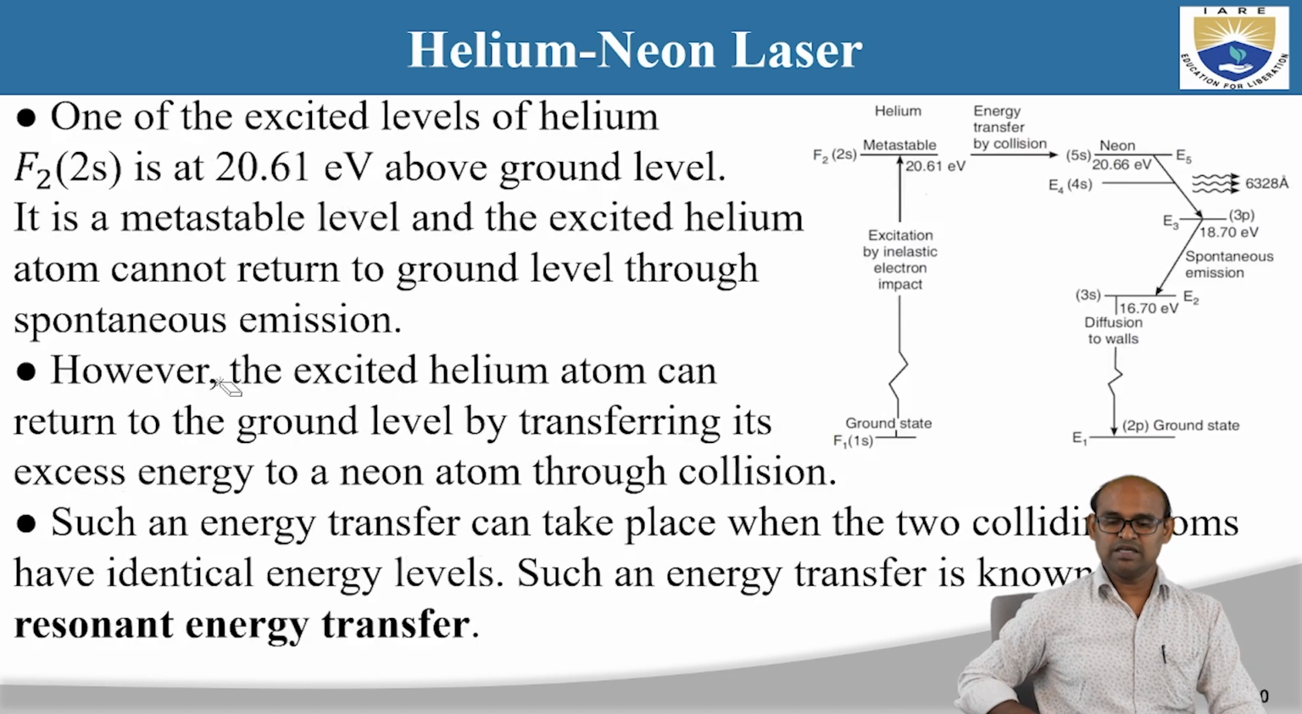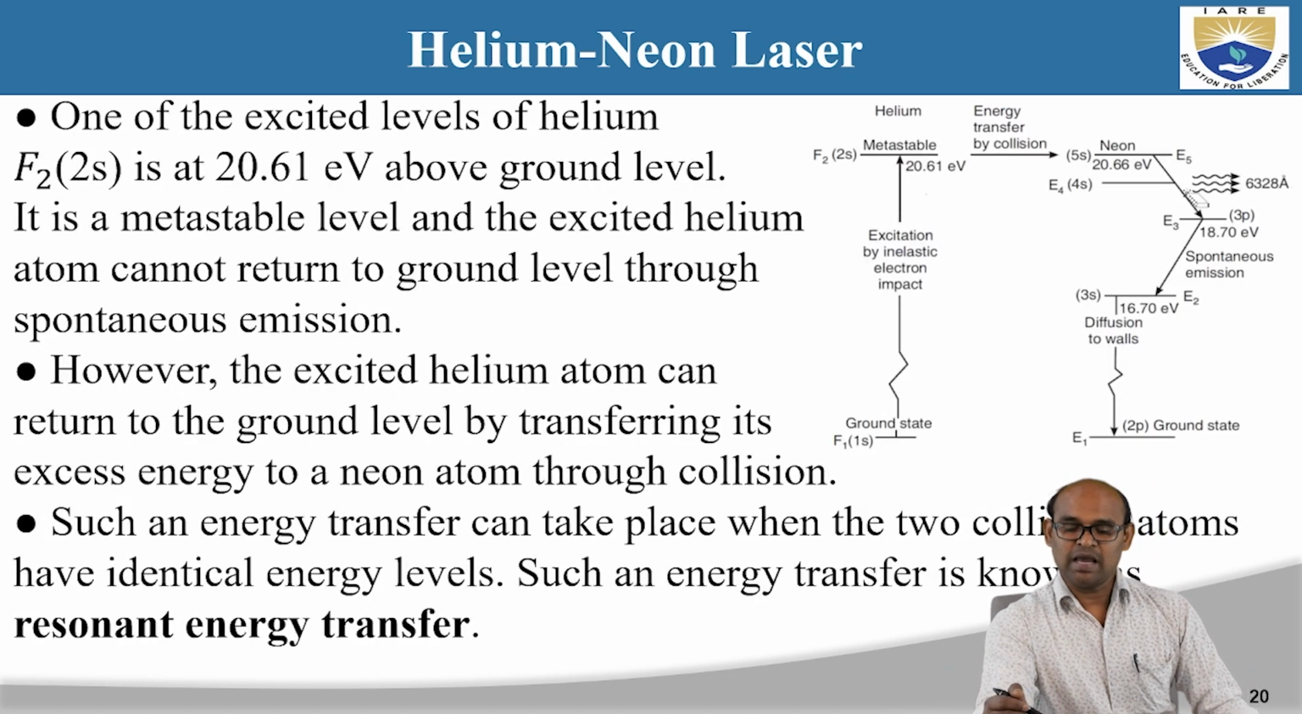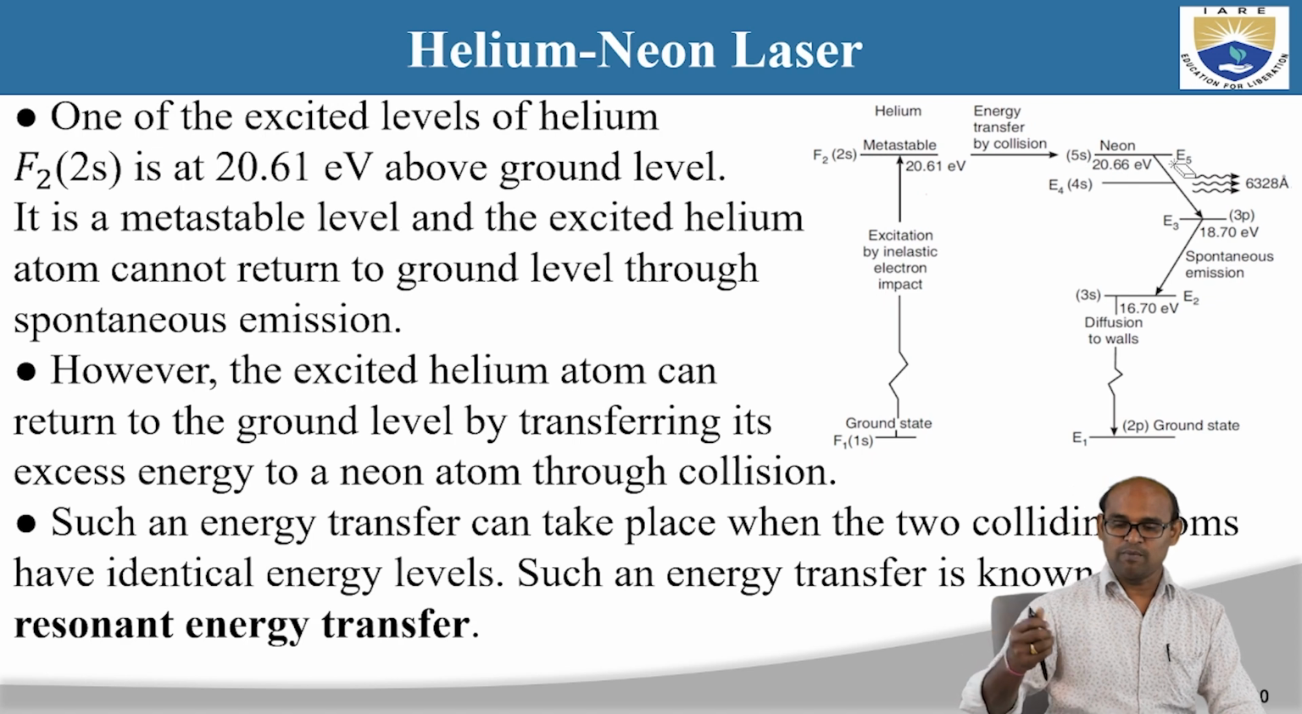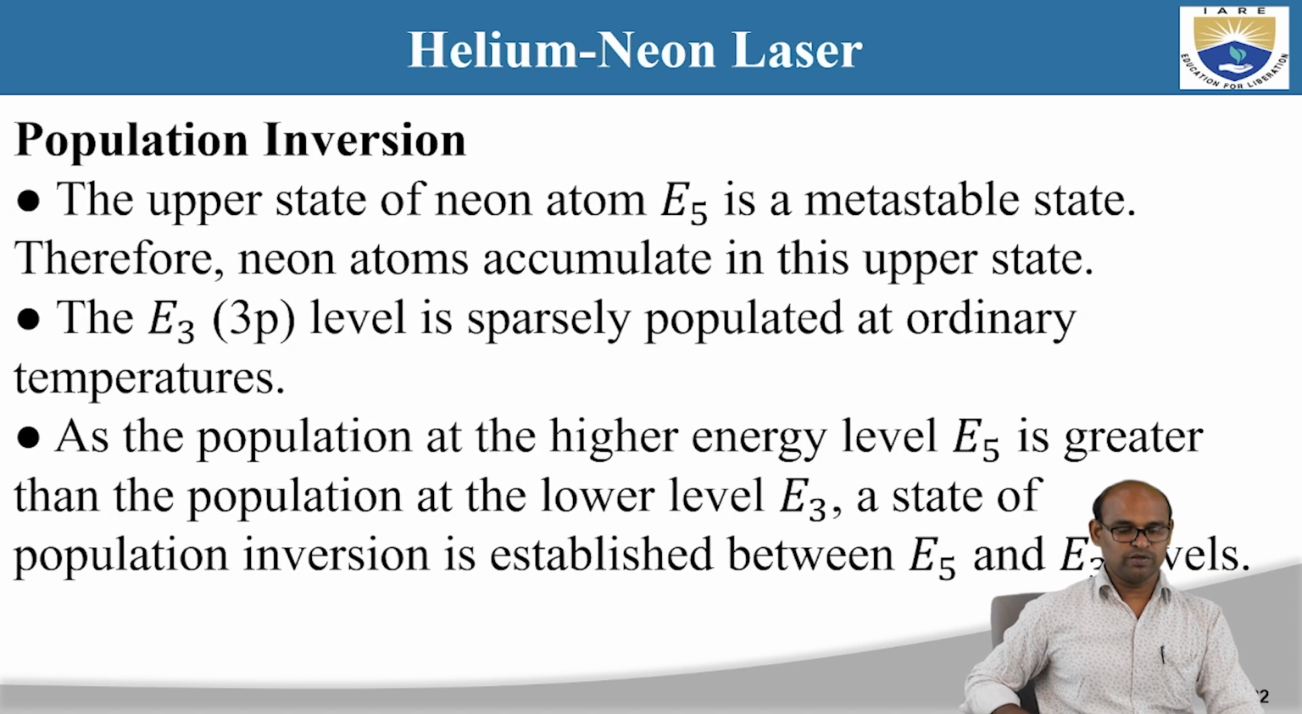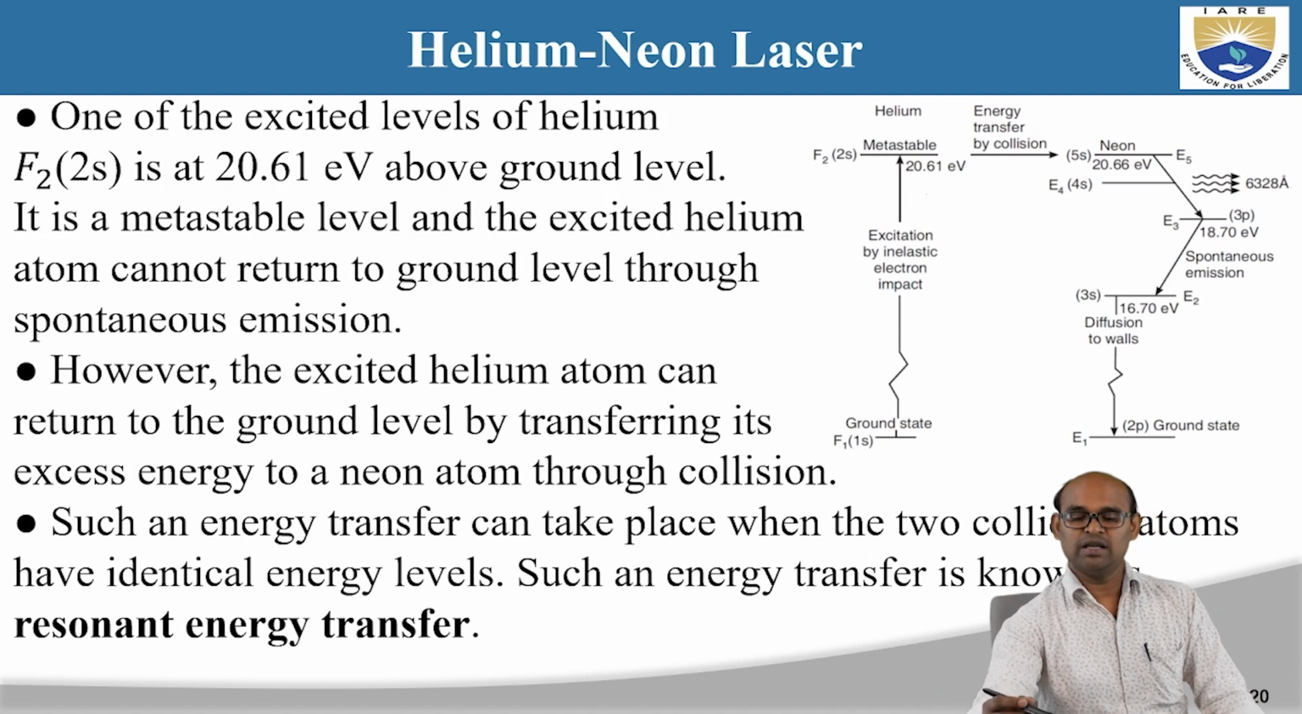So what we are saying is that as the neon atoms get excited from the ground state to different energy levels, the number of atoms in E5 is greater than the number of atoms in E3. Then population inversion is achieved between E5 and E3. As the population at the higher energy level E5 is greater than the population at the lower energy level E3, a state of population inversion is achieved between E5 and E3.